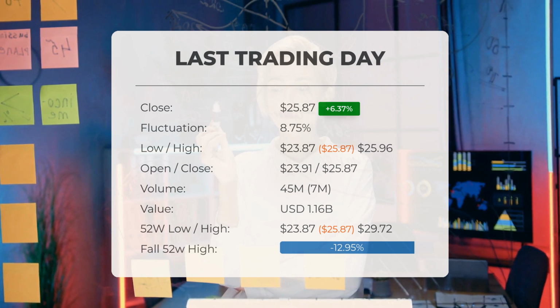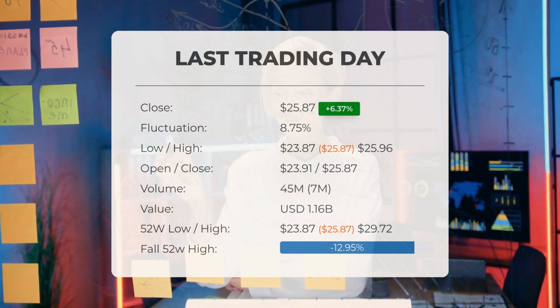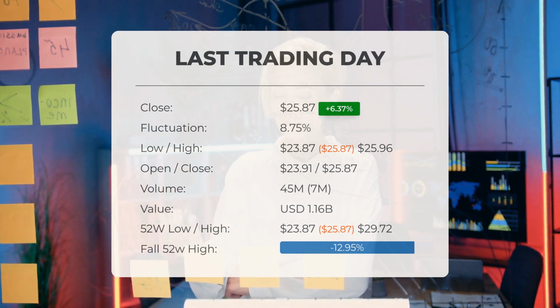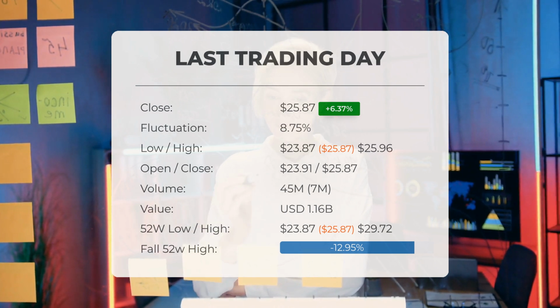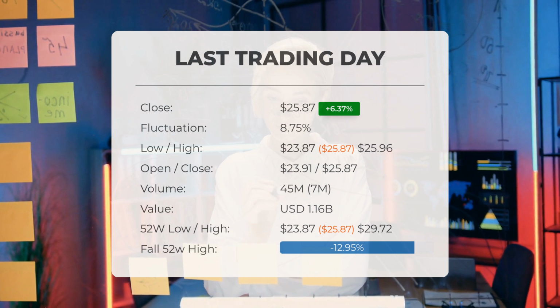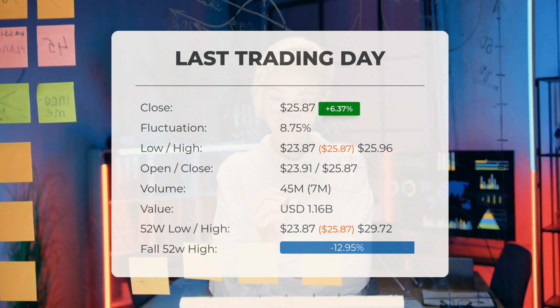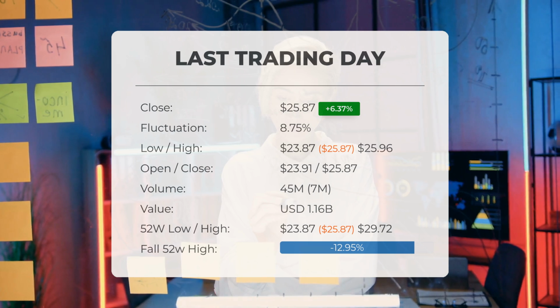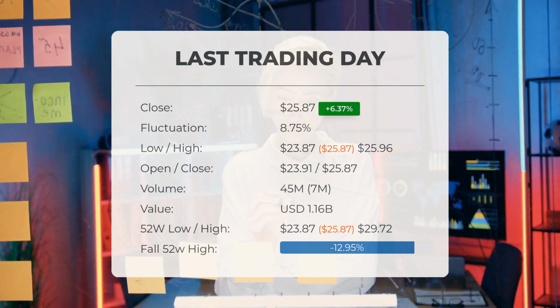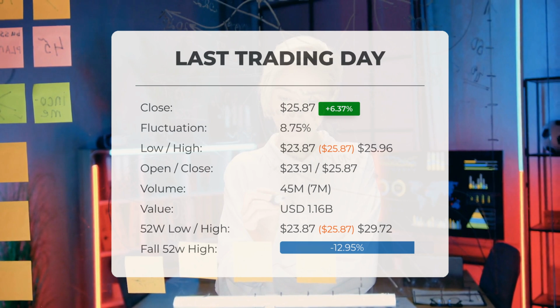The price has fallen in 7 of the last 10 days, resulting in a decline of 6.94% over this period. Volume has increased along with the price, which is a positive technical indicator. In total, 7 million more shares were traded than the previous day, with a cumulative total of 45 million shares bought and sold, amounting to approximately $1.16 billion.